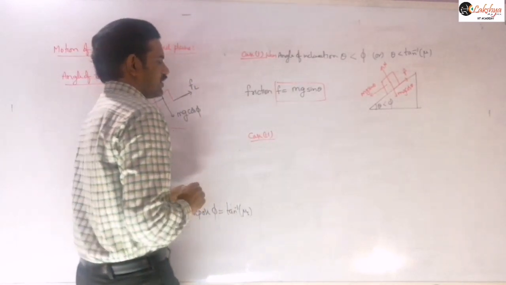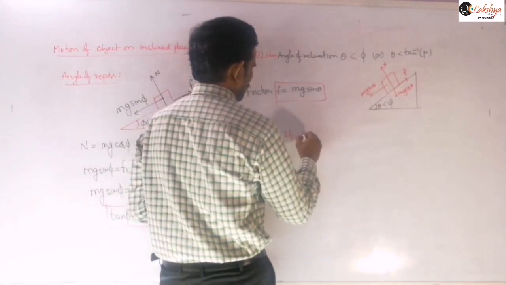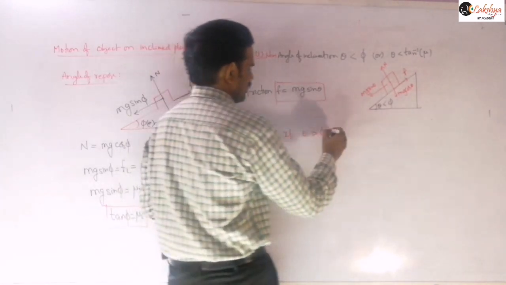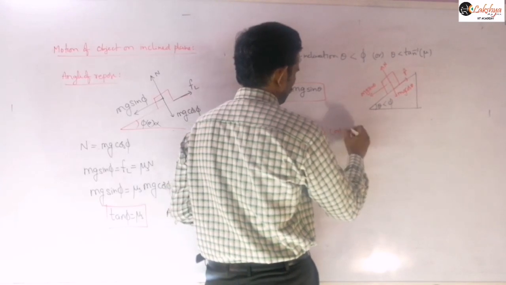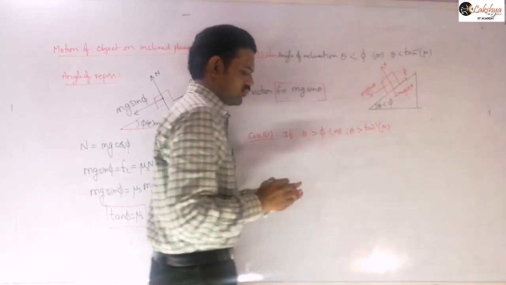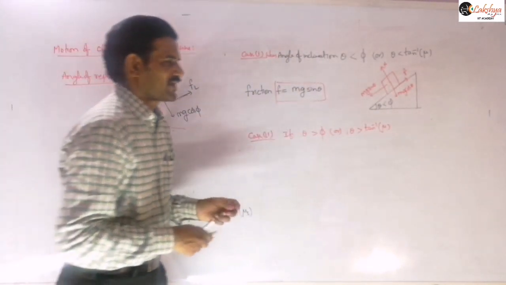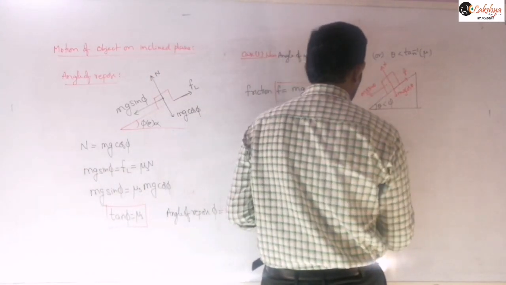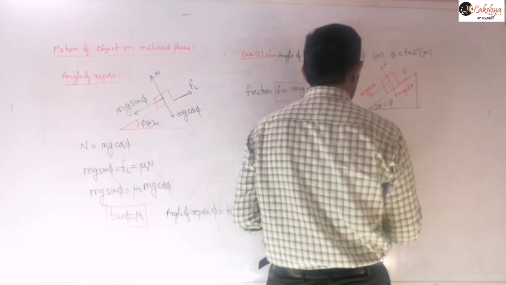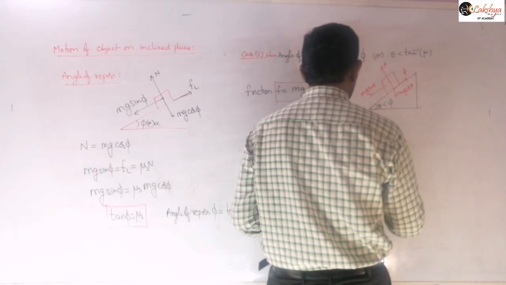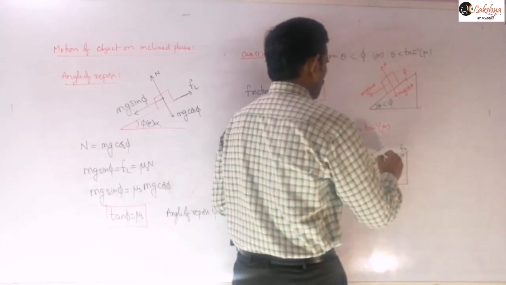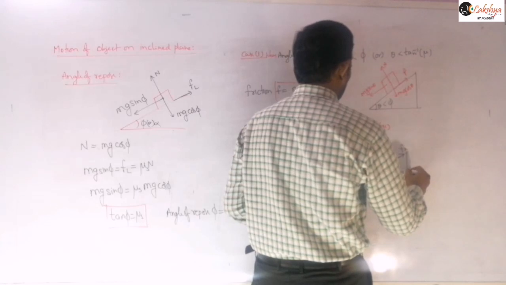Case 2. That means if theta is greater than phi, or theta is greater than tan inverse mu, then what will happen? The body will be ready to slide down. Then this mg sin theta value will be greater than the limiting friction here, and so the body will slide down, and the frictional force will be kinetic friction.